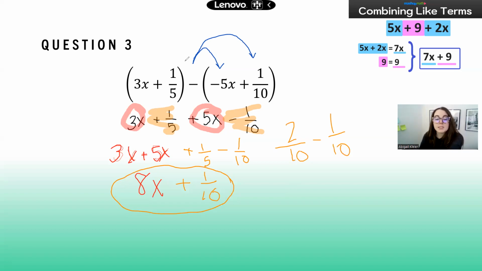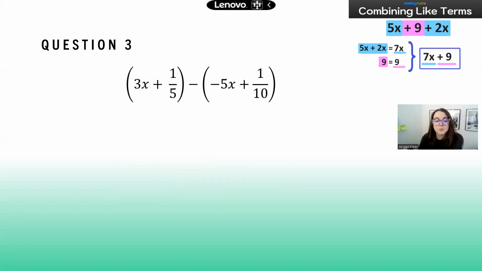Again, from the beginning, we distributed that negative sign because we are subtracting expressions to both the terms inside the second set of parentheses, identified our like terms, and combined those like terms. So these notes will help you with question number 3 on your spiral review number 2.